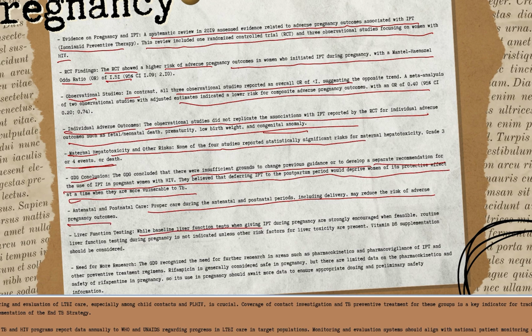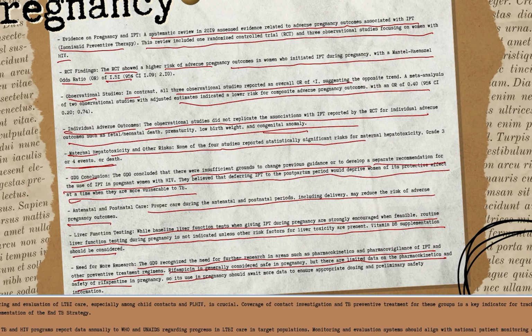While baseline liver function tests when giving IPT during pregnancy are strongly encouraged and feasible, routine liver function testing during pregnancy is not indicated unless other risk factors for liver toxicity are present. Vitamin B6 supplementation should be considered. The GDG recognized the need for future research in areas such as pharmacokinetics and pharmacovigilance of IPT and other preventive treatment regimens. Rifampicin is generally considered safe in pregnancy, but there are limited data on pharmacokinetics and safety of rifampicin in pregnancy, so its use in pregnancy should await more data to ensure appropriate dosing and preliminary safety information.